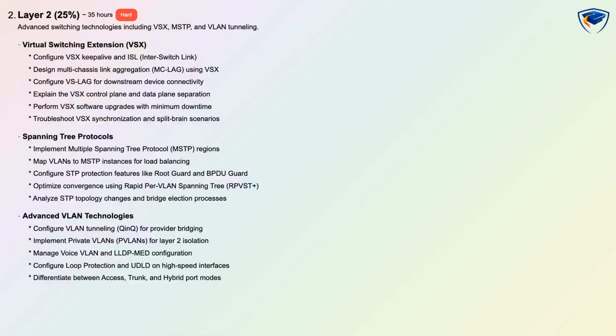Layer 2 makes up 25% and covers advanced switching technologies such as VSX, MSTP, and VLAN tunneling. This domain is hard with about 35 hours of study and a hands-on plus conceptual assessment. Candidates will configure VSX keepalives and ISL, design multi-chassis link aggregation with MC-LAG and VSX LAG, and understand control and data plane separation and upgrade procedures while troubleshooting split-brain scenarios.